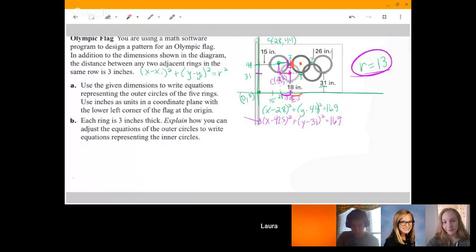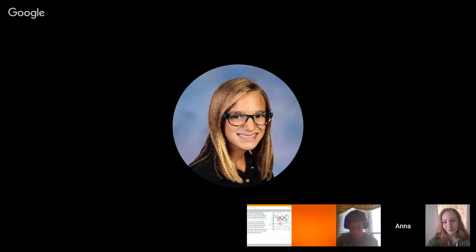So the purple circle, the center was at 42.5. We're going to add 1.5 to that so that we'll get to the middle circle. So now we're at the edge of the middle circle. Then we're going to add 13 to that because we're doing a radius to get to the center. Are y'all with me? Yes. Yeah.